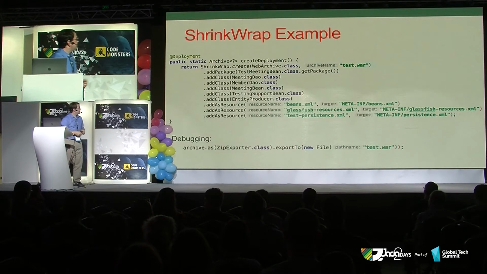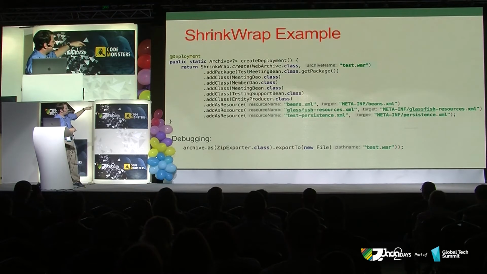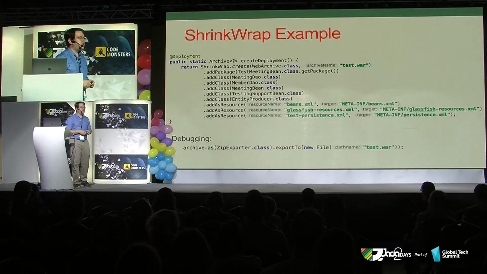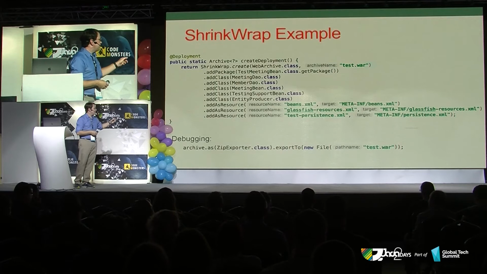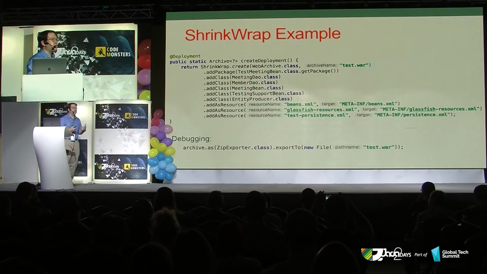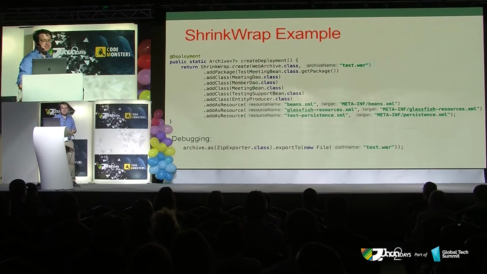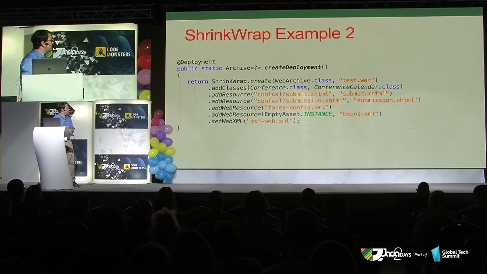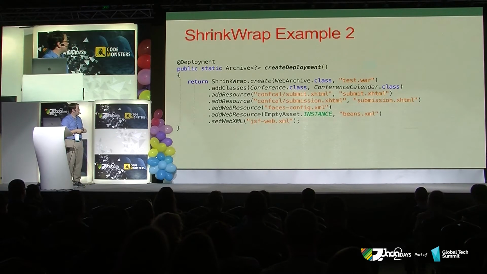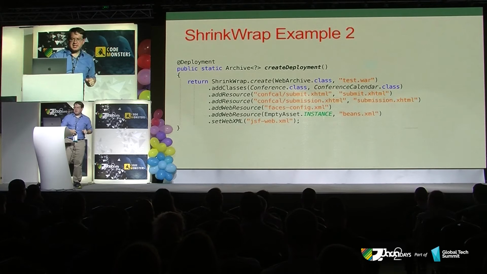This is a little bit more complicated example than what we saw before. As you can see, we're adding in resources down below. For debugging purposes, we can also use an exporter if we want to find out what actually ended up in that archive. We could use a zip exporter to export this virtual archive out to an actual WAR file that we could then examine and deploy if we were trying to debug it. This is another slightly different example. As you can see, I have the add resources, so I'm adding web resources. So we've got a slightly similar example.